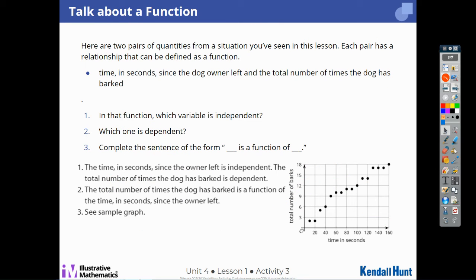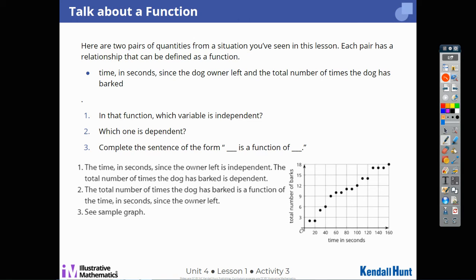All right, so we're going to look at two pairs of situations. So the first one is time in seconds since the dog owner left and total number of times that the dog has barked. So we looked about distance from a post, but what about number of barks? And you have to pay attention that it says and the total number of barks. So those are accumulating. So in that function, so looking at number one, which variable is independent?